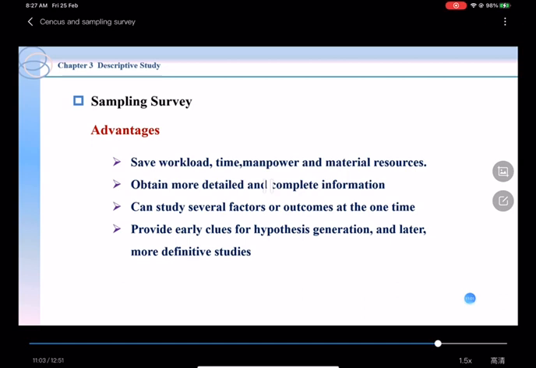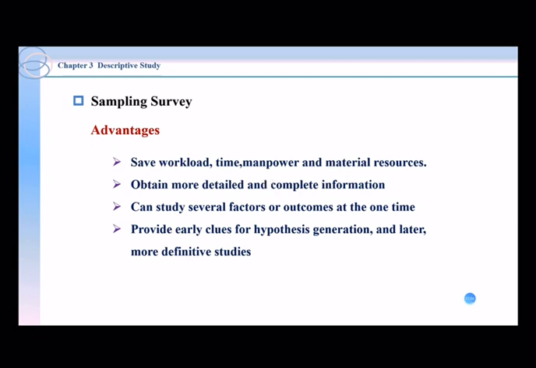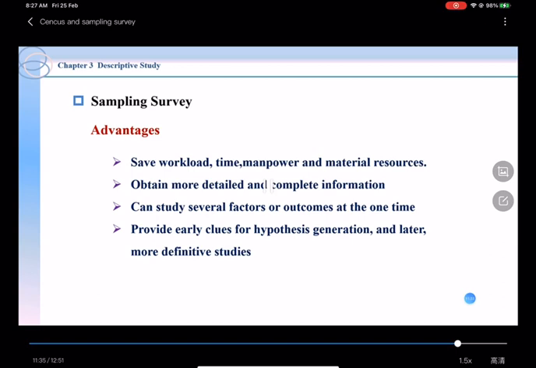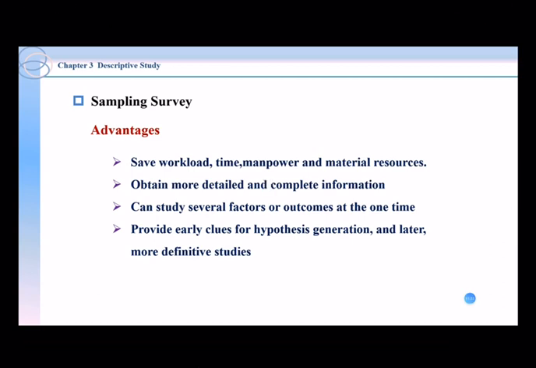The advantage of sampling survey is that it's very easy, safe, and time saving, and the workload is much reduced compared to the census. It can also study several factors or outcomes at one time. This sampling survey can also provide early clues for hypothesis generation, and it's commonly used as the first step for a potential hypothesis.